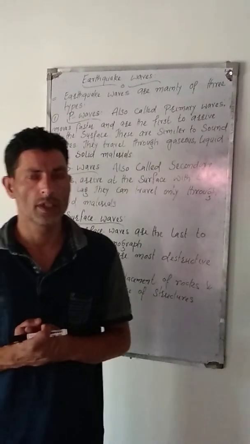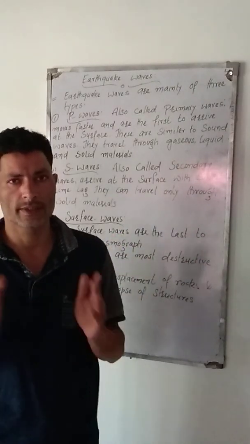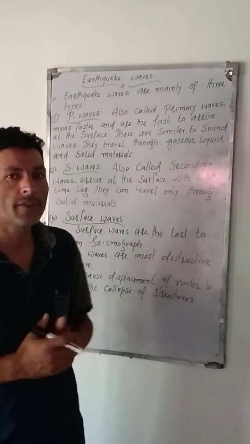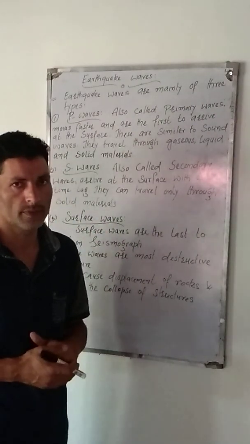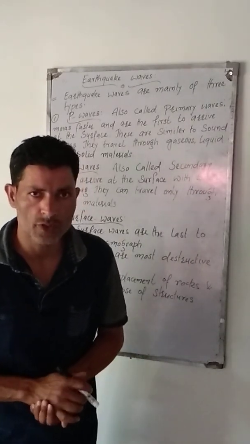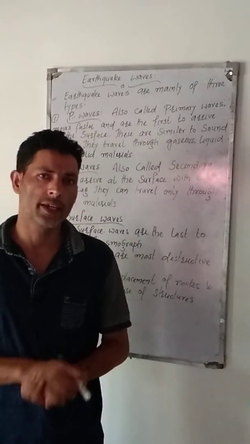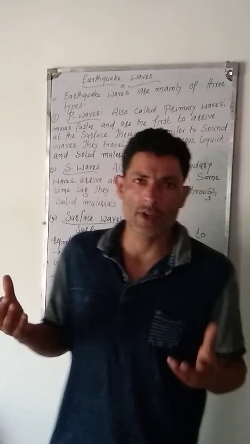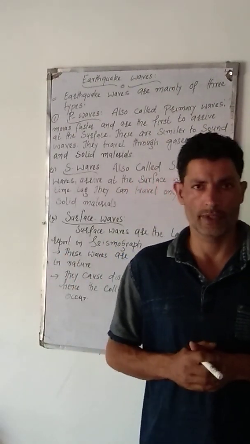Generally, earthquake waves are divided into three different types: primary waves, or P waves, S waves, and surface waves. P waves are also called primary waves. S waves are also known as secondary waves, and the last one is the surface waves. Now, what do we mean by primary waves?